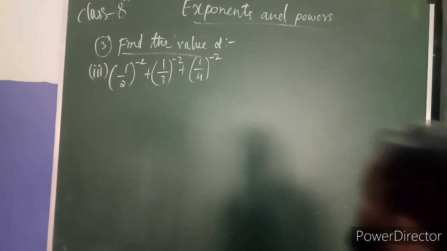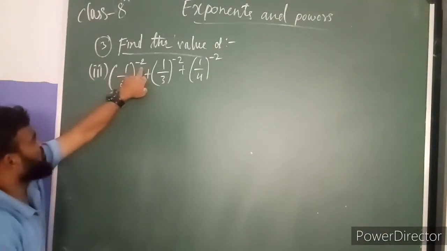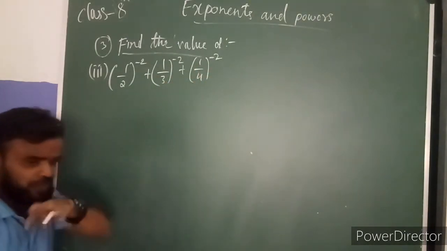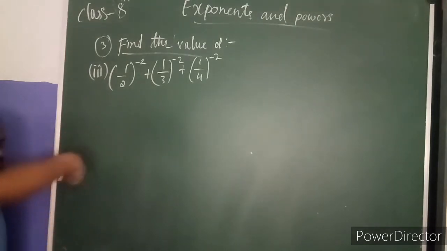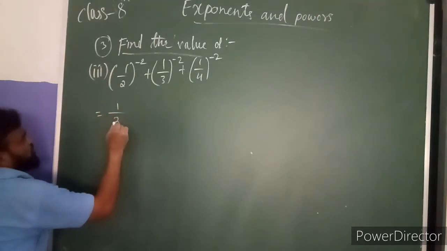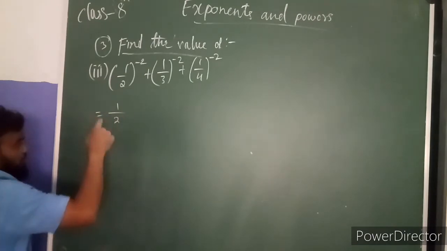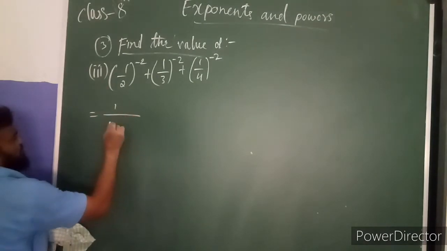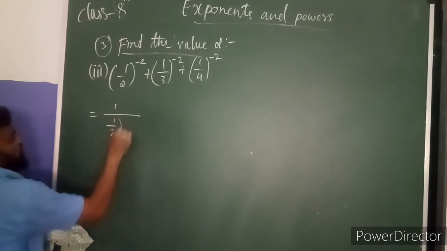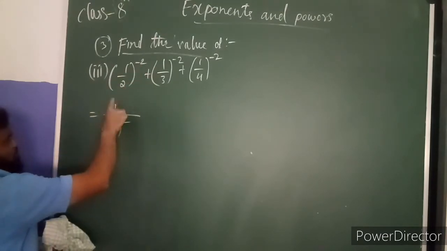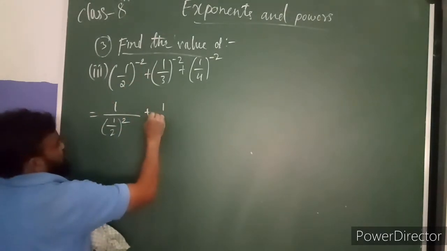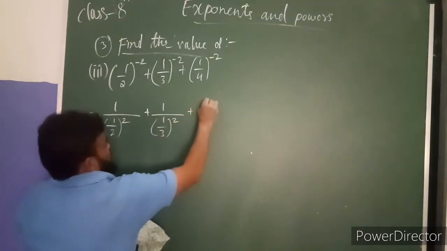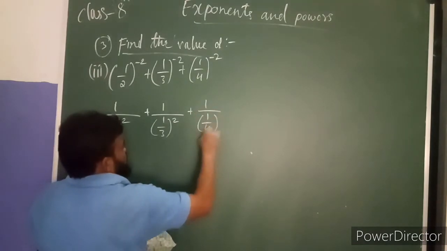Now listen, the third one. In the third way: (1/2)^-2 + (1/3)^-2 + (1/4)^-2. Negative sign will be there. We can put the fraction as 1 divided by (1/2)^2, because the negative power changes sign to positive. Similarly, 1 divided by (1/3)^2, the power should become plus, right? Plus 1 divided by (1/4)^2, to the power of positive.